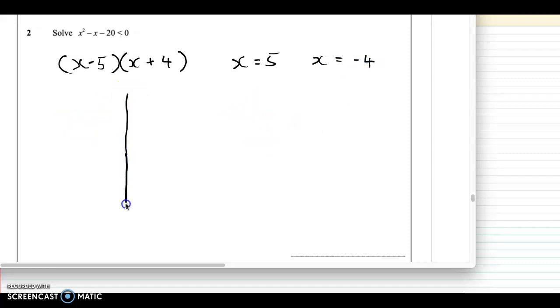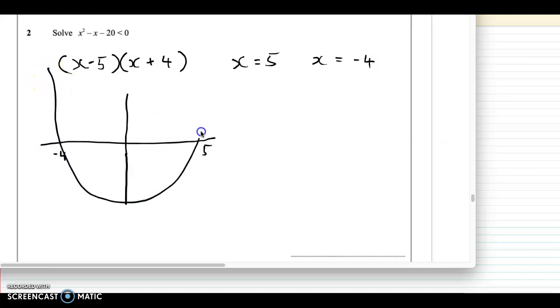We'll plug that into the graph. So we've got x equals 5, x equals minus 4. The graph's going to come down like that. Now it has to be less than 0, which means this time it's this part here, in between minus 4 and 5. Not this and not this.